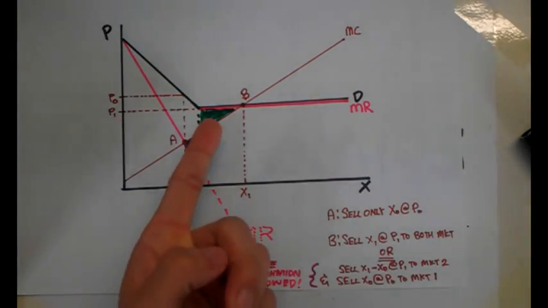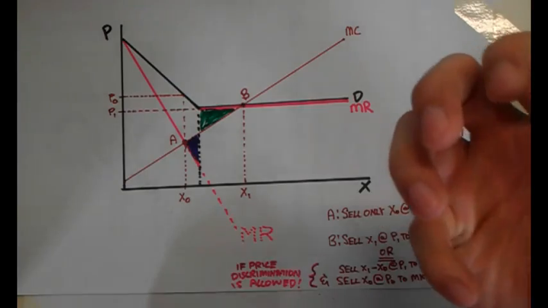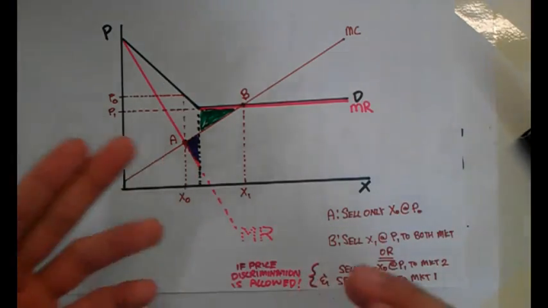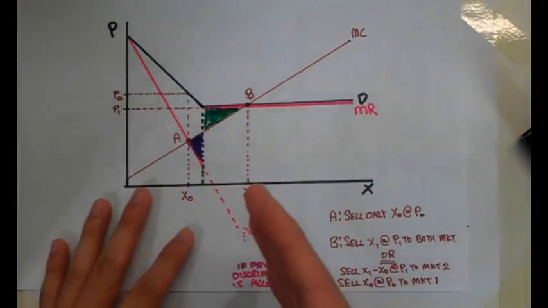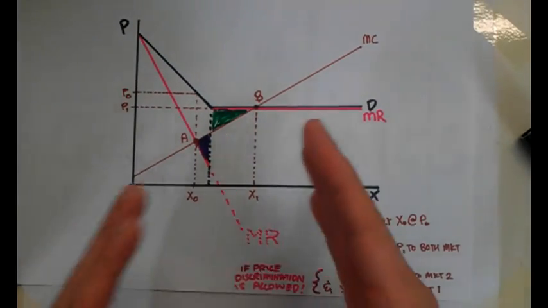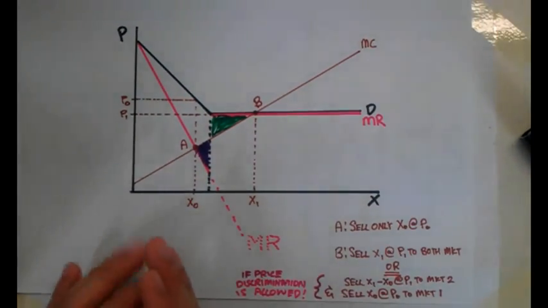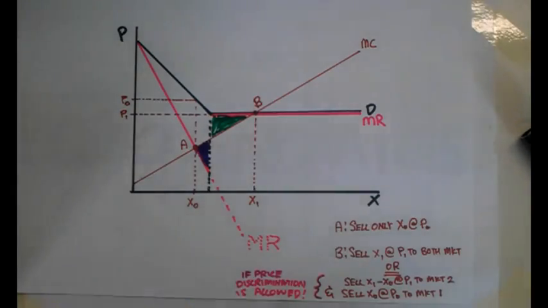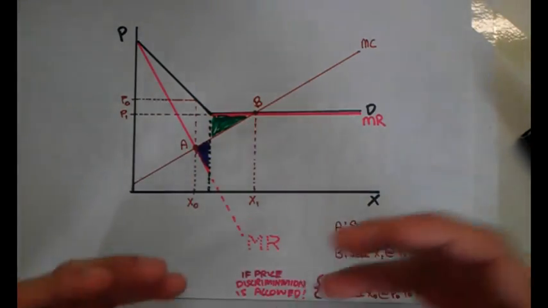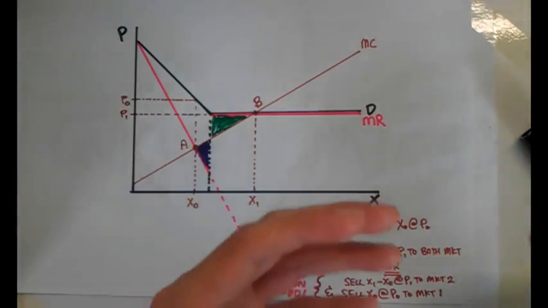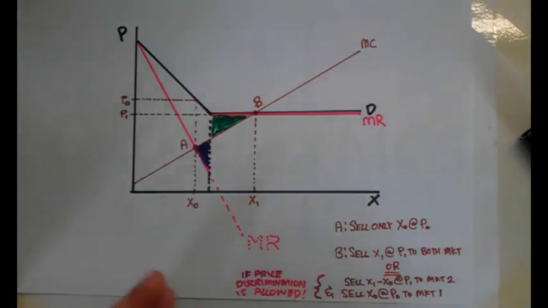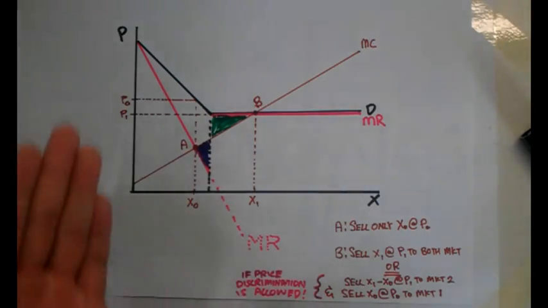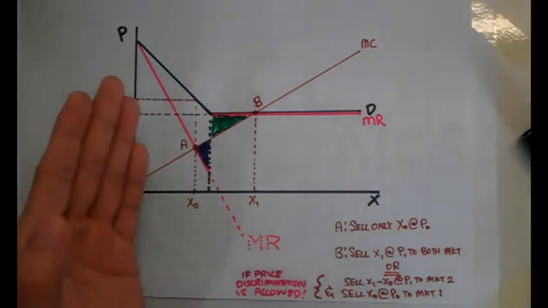The answer is very simple. If my green area, which is my area of gain, is larger than my area of loss, I should produce at X1. But because the graph is not drawn to scale, we will never know whether the area of loss is bigger than the area of gain. So we have to state this assumption in our exam. When we answer the question, we have to state both scenarios. If the area of loss is bigger than the area of gain, we should not produce at X1. We should just produce at X0 and sell it at P0 to the first market. We will not export.